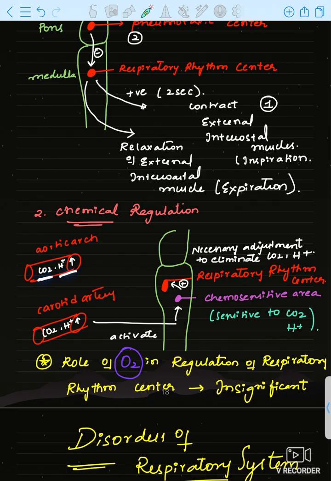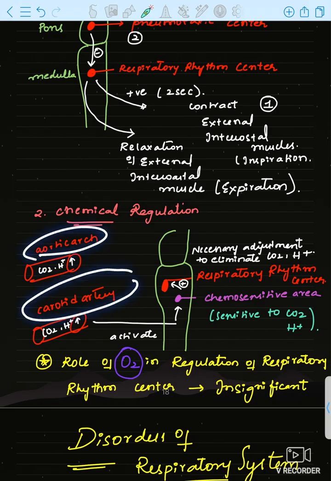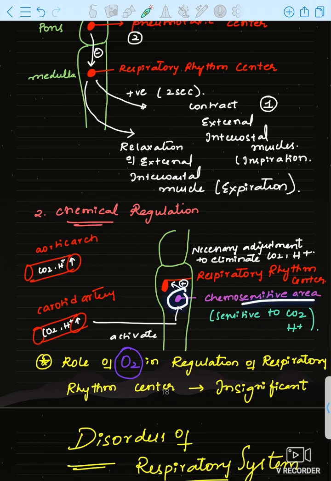When CO2 and H plus concentrations are more in the aortic arch and carotid artery, receptors there will send a signal and activate the chemosensitive area. The chemosensitive area is sensitive to CO2 and H plus. It will give a positive signal to the respiratory rhythm center, which makes the necessary adjustment to eliminate the CO2 and H plus.